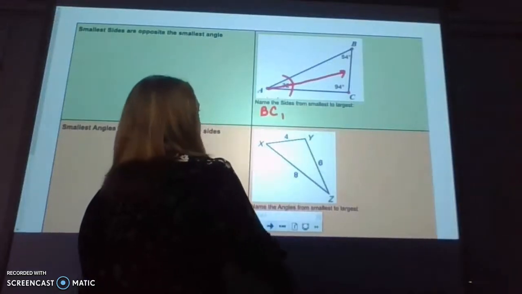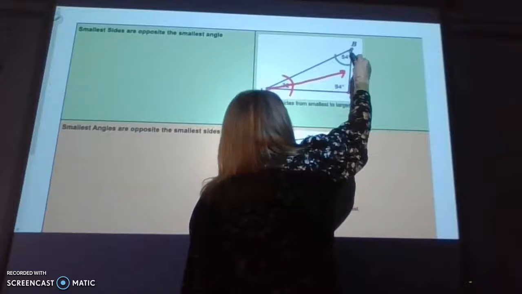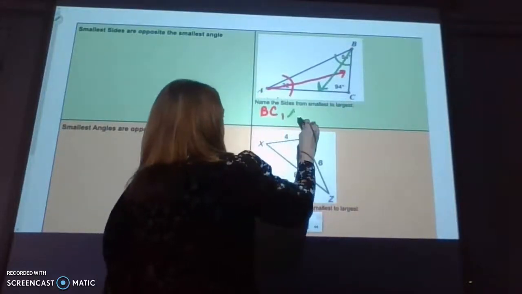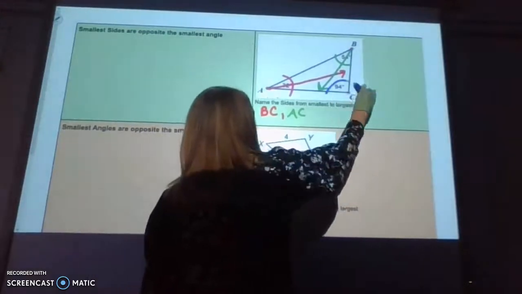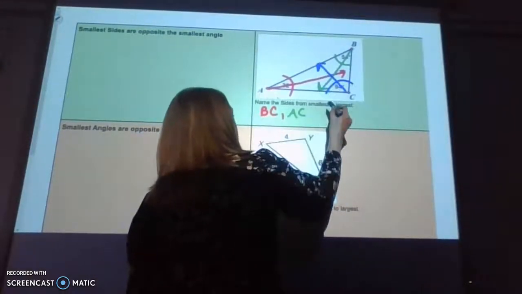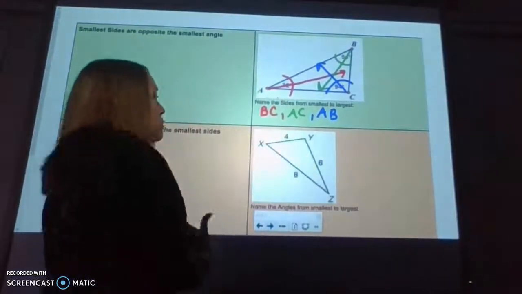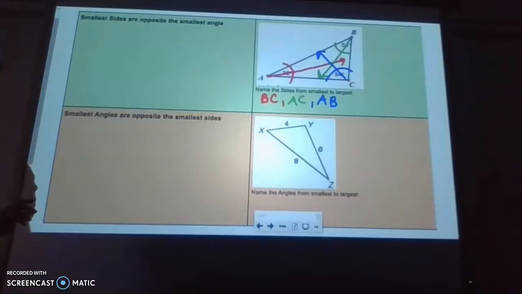What's the next smallest one? 54. So if I go across from that, it's AC. And then our last angle has to be C, and across from that, AB. One would think that this is easy, but we do get confused. We've seen that in the past, so don't be that person. So smallest side, smallest angle.